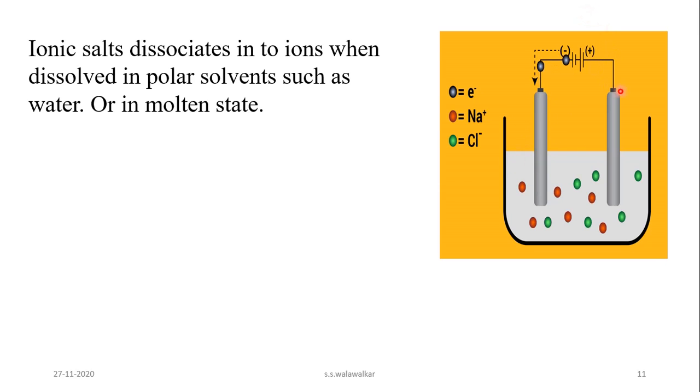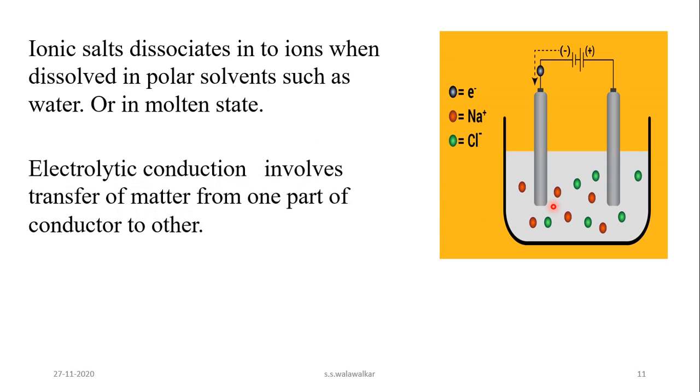The negatively charged electrode is called the cathode and the positively charged one is the anode. At the cathode sodium gets deposited, and at the anode chlorine is liberated during the electrolysis of molten sodium chloride. It's an example of electrolysis. So electrolytic conduction involves transfer of matter.